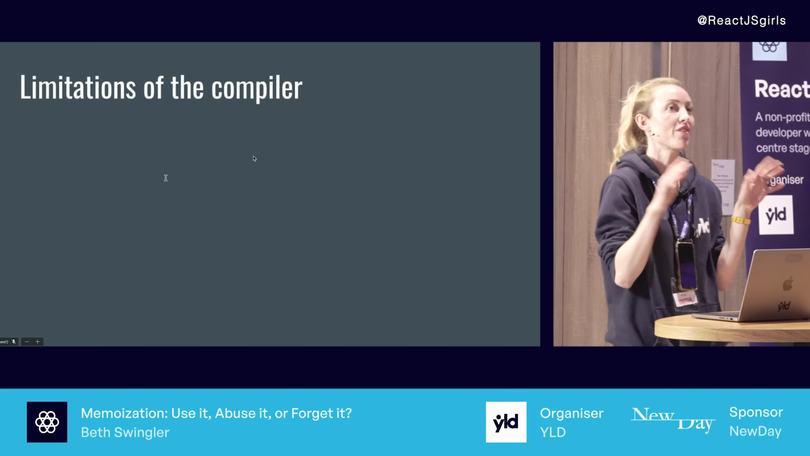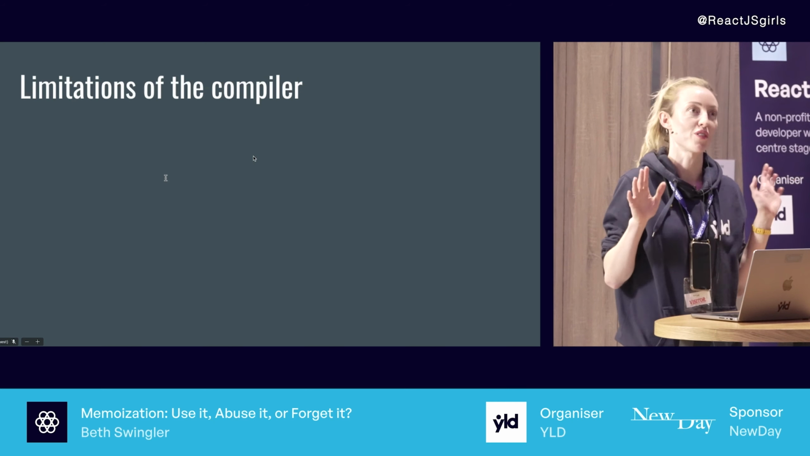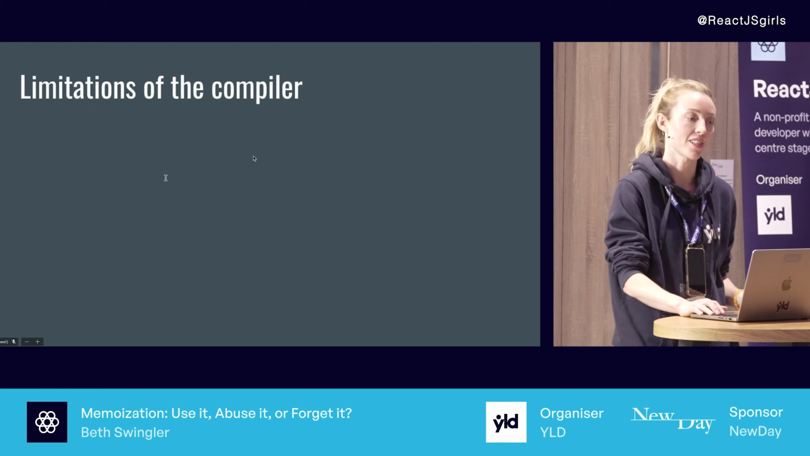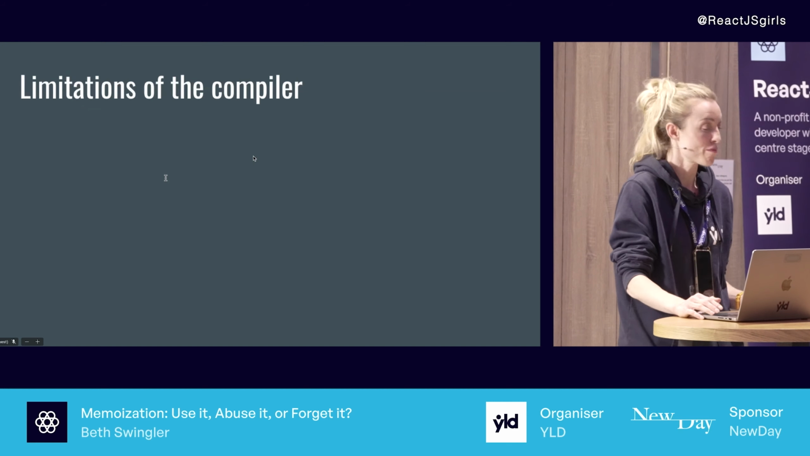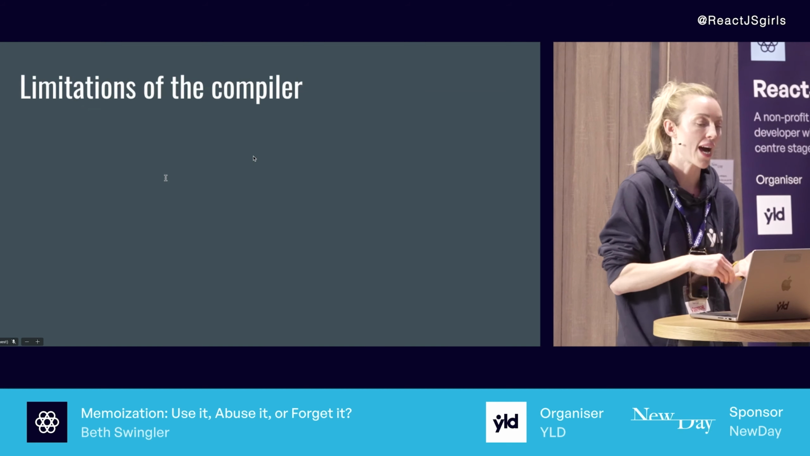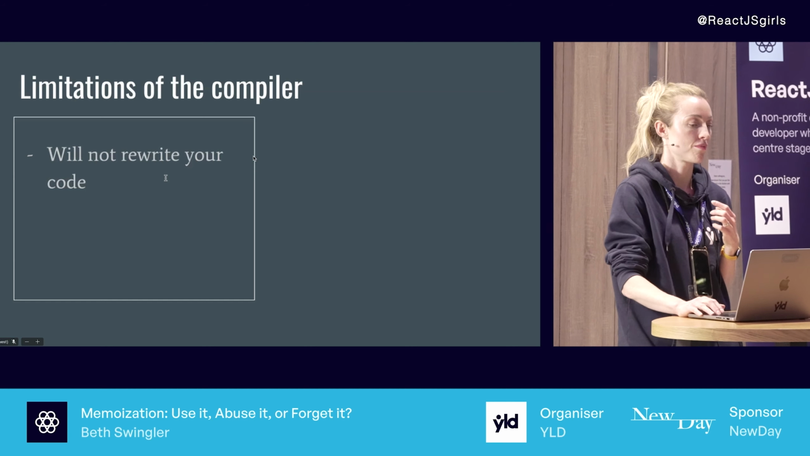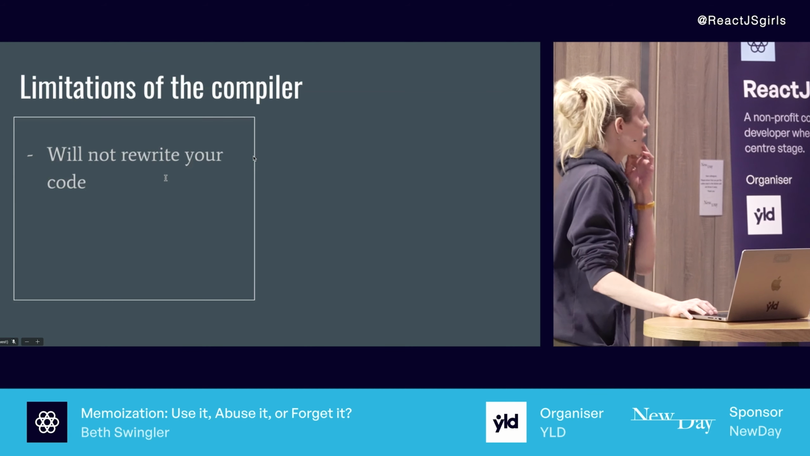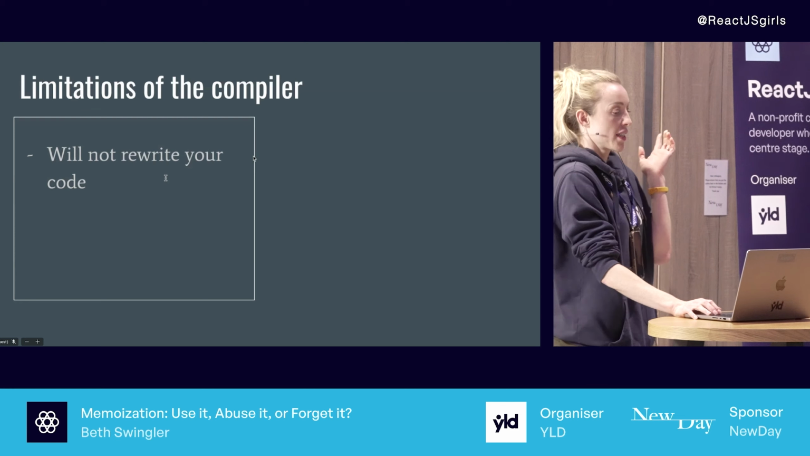So, limitations. I'm definitely up for this new compiler, if you can't tell. You could say hotly anticipating it, but it does have limitations. These are important because it impacts what we do now in preparation for that compiler. So what it's not going to do is actually improve your logic.